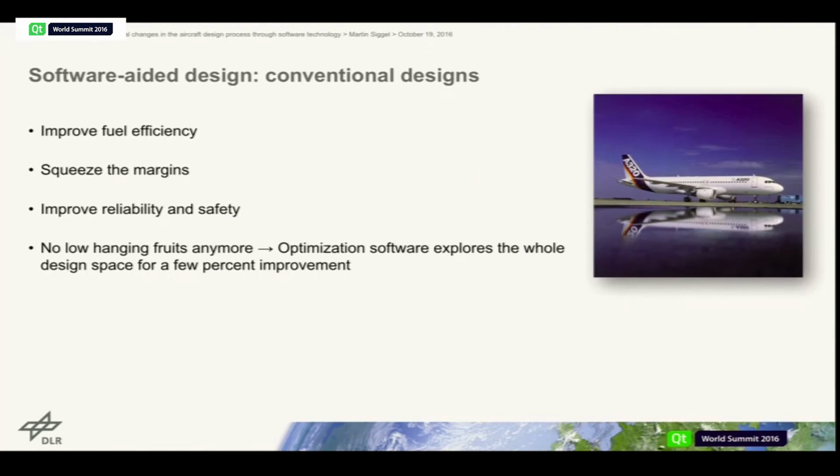What you can also do is you can analyze conventional designs, because you want to improve fuel efficiency, you want to squeeze all the margins, you want to improve reliability and safety. But of course, since conventional designs have been around for many years, there's not much to gain, actually. To get just a few percent improvement, you need optimization software which tries to find every configuration and tweaks everything a bit in order to get a few tiny percent. So you need really good tools in order to do that, right?